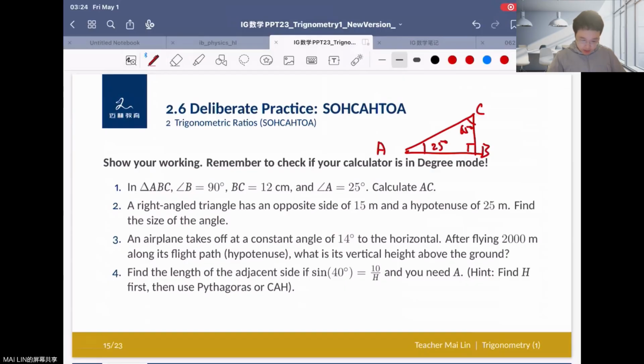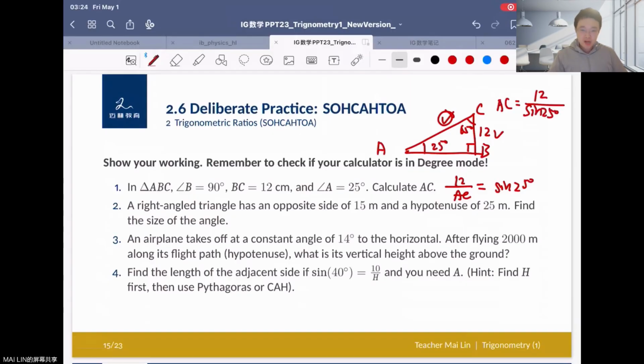The side AC, we call it AC, and we know BC is 12. So that is 12 over AC, which is sine, because it's the opposite side over the hypotenuse side. That is sine 25 degrees. So you can set AC equals 12 over sine 25 degrees. That is the first problem.